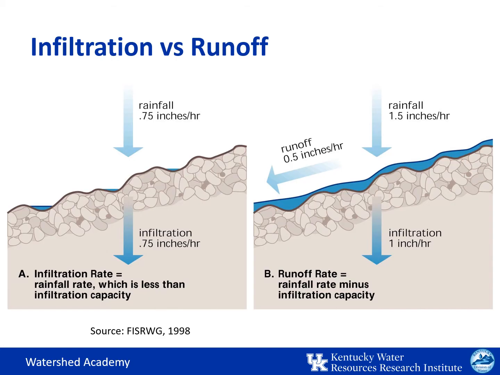In this example, you can have a soil with an infiltration rate of 1 inch per hour. You can see on the left, when the rainfall is 0.75 inches per hour, it's able to soak into the ground and there's no runoff. In the example on the right, the soil absorbs 1 inch per hour, but the remainder of that rainfall, 0.5 inches per hour, accumulates as runoff.